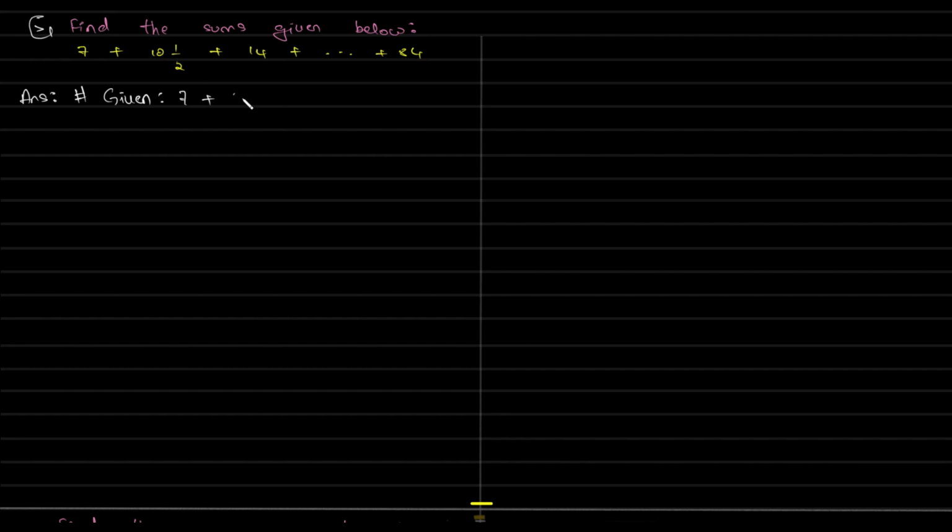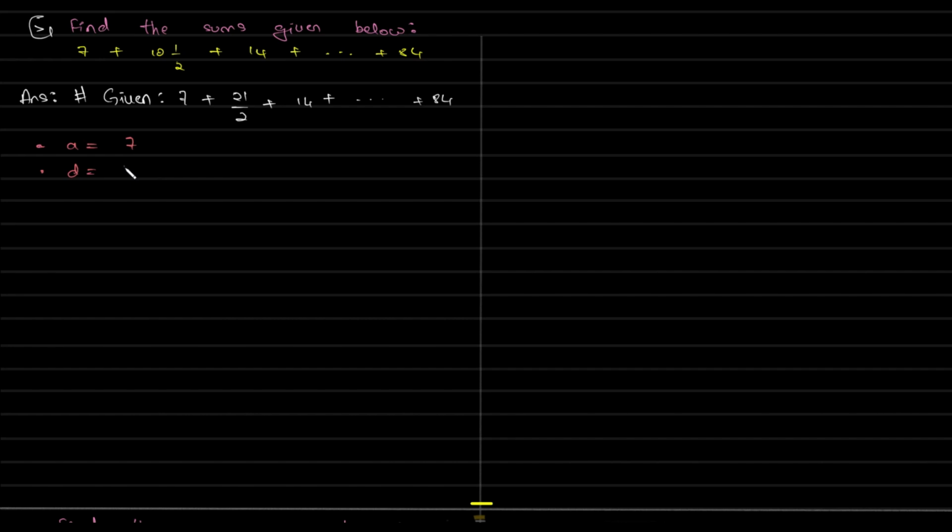So 10 and a half is nothing but 21 by 2, plus 14, plus dot dot dot, plus 84. You can handle it with decimals, if not fractions, whatever you feel like. Anything is good enough. So we have, sorry, not an, a is equal to 7. The first term is 7.